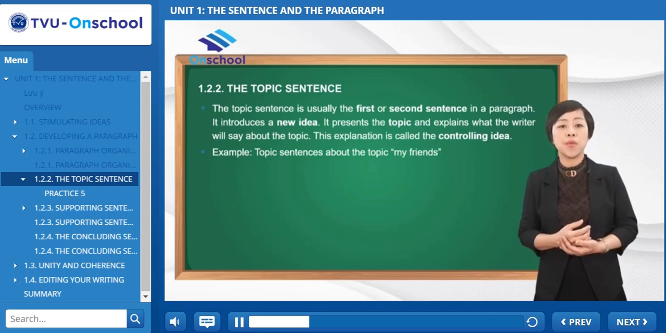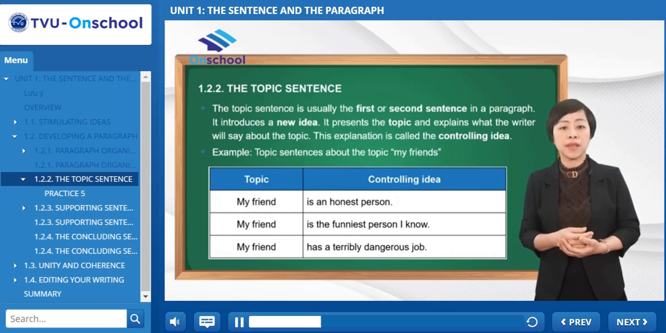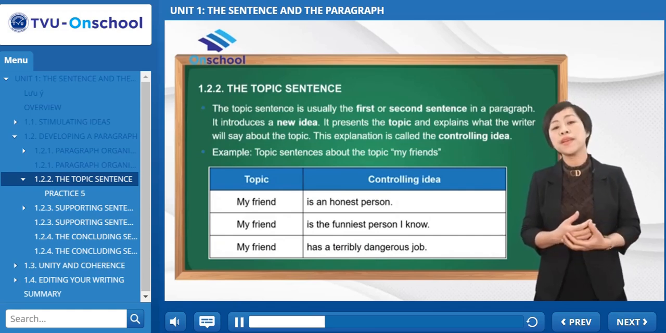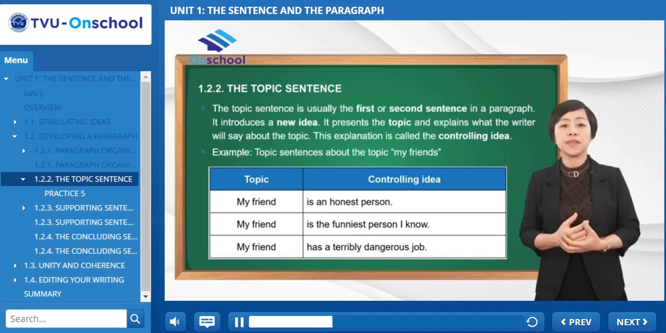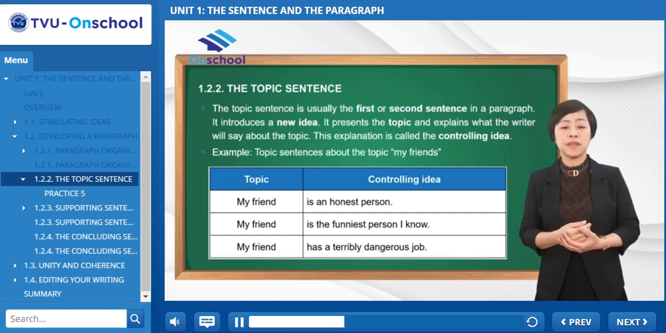Let's look at the example. The topic of the following sentences is my friend. You can see that the topic is the same, but the controlling ideas may be different. For the first sentence, the controlling idea is an honest person. For the second one, the controlling idea is the funniest person I know. And the last one is has a terrible, dangerous job.